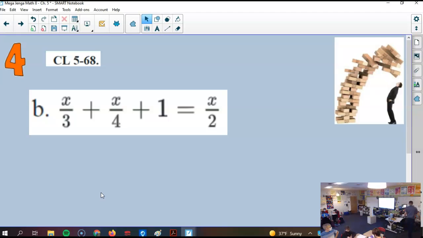So if you want your team to steal, you better have your work written down. All right, let's keep going.